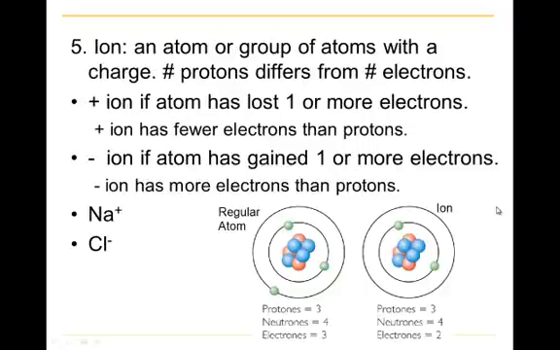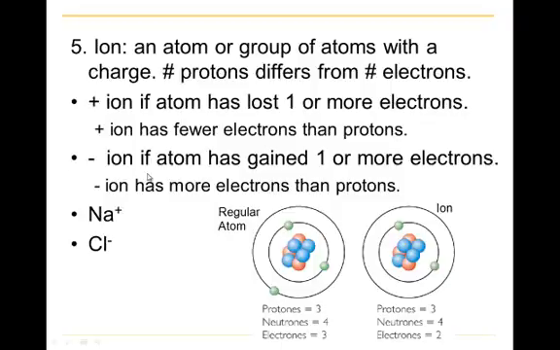A fifth characteristic of atoms that you need to be aware of is that they may occur as ions. An ion is an atom with a charge. That is, the number of protons differs from the number of electrons. Recall that the number of protons is equal to the atomic number, and it defines the chemical identity of the atom or element that we're talking about. And so it's typically the number of electrons that varies. So we have a positive ion if an atom has lost 1 or more electrons. So it has more protons than electrons. And so a positive ion has fewer electrons than protons, or more protons than electrons.